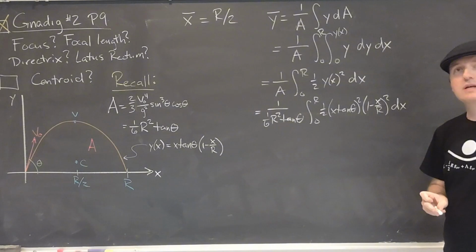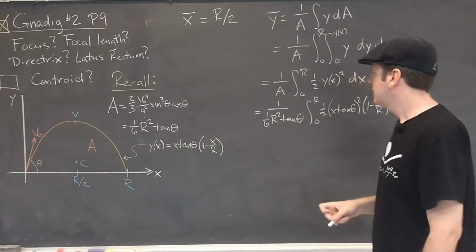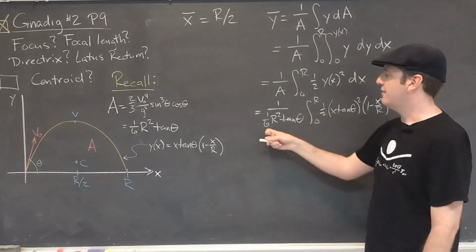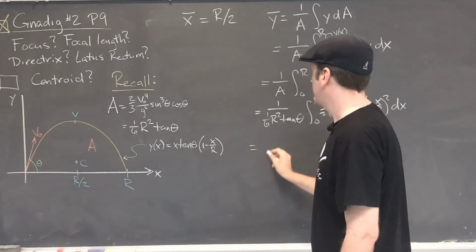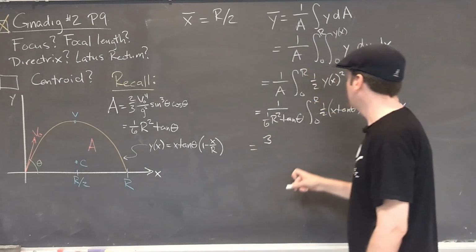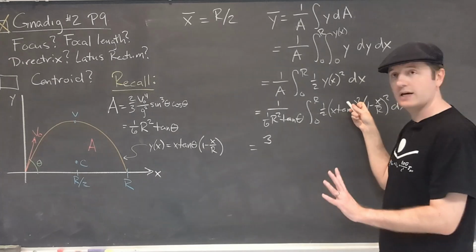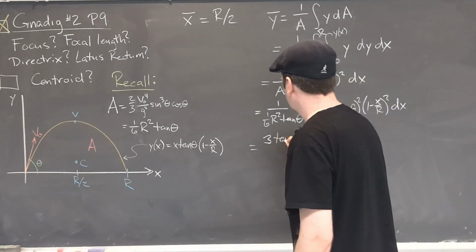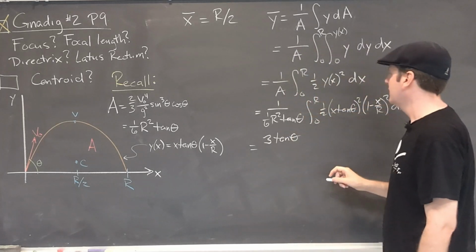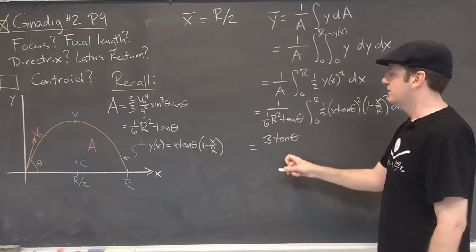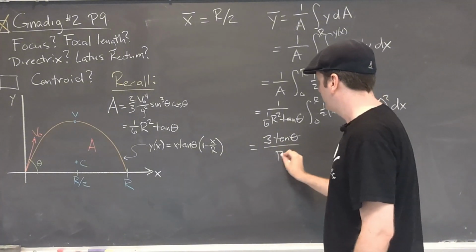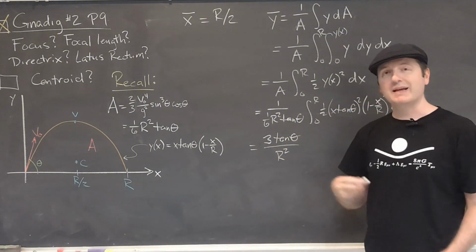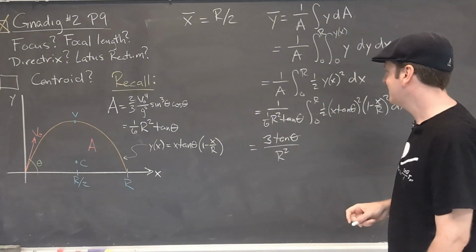Okay, a lot of this stuff is constants that can come out to the front. So for example, this 1/2 and this 1/6 can combine to give me a 3. This tan squared is constant with respect to x. It can cancel one of these tangents, so I'll be left with a tangent in the numerator. I can also maintain that r squared in the denominator.